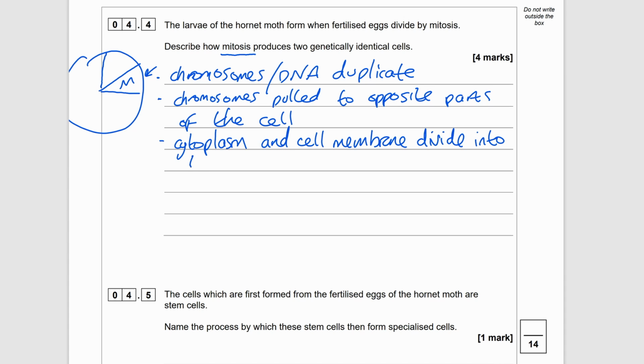And then once that has fully happened, we will then be left with two cells. However, why is it producing two genetically identical cells? It's because the chromosomes in both cells are the same.